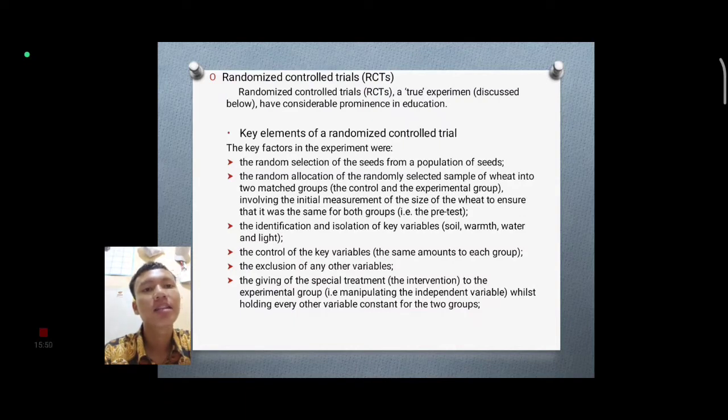The identification and isolation of the key variable. The control of the key variable so that it is the same among each group. The exclusion of any other variables and the giving of the special treatment or the intervention to the experimental group, whilst holding every other variable constant for the two groups.